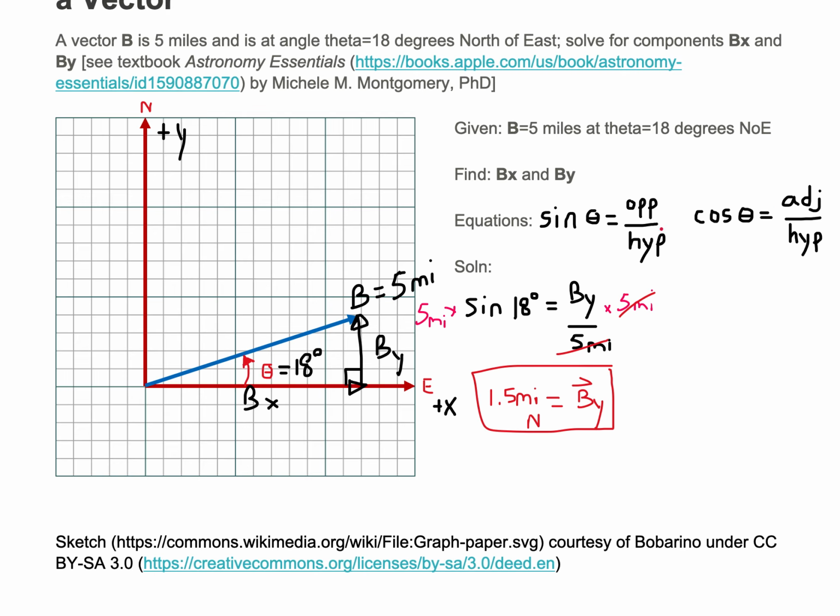Now let's solve for bx. Let's start with the equation for cosine of theta. So we have cosine of 18 degrees is equal to the adjacent side. So here's our angle, 18 degrees. The adjacent side is bx. And we want to divide that by the hypotenuse, and the hypotenuse is b, otherwise known as 5 miles. We do the same thing. We multiply both sides of the equation by 5 miles, and we will isolate the right side of the equation as bx. And the left side of the equation will be 5 miles multiplied by the cosine of 18 degrees.